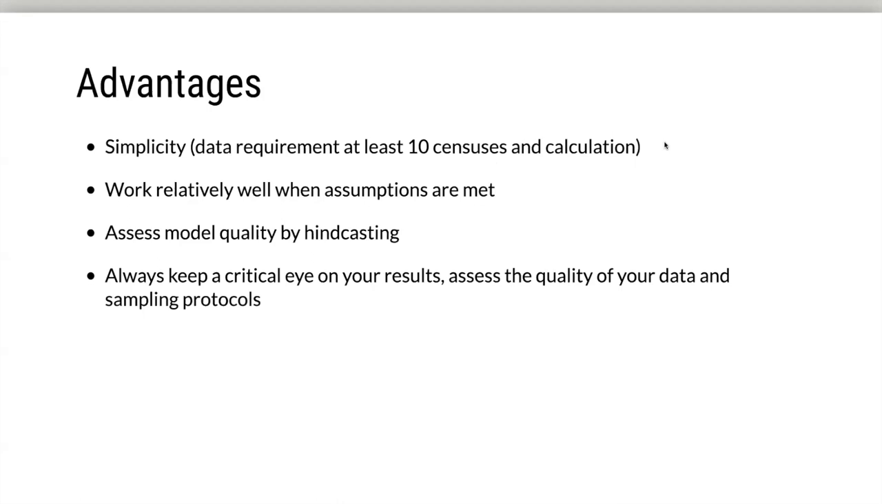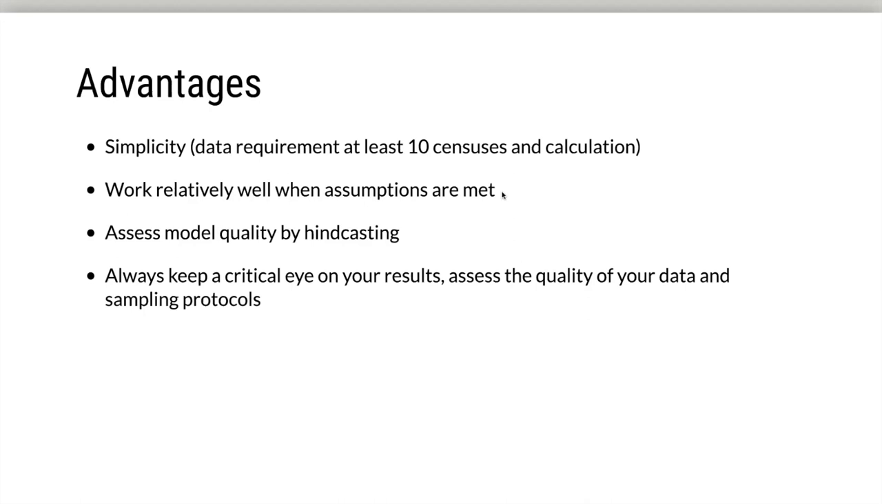If there's a lot of uncertainty, if there's a lot of temporal variance, then it's very important to have a longer time series. Otherwise, it's just going to be a lot of uncertainty. And when you use good data to run the PVA, it works relatively well if the assumptions are met, so that the population growth or decline is actually exponential.